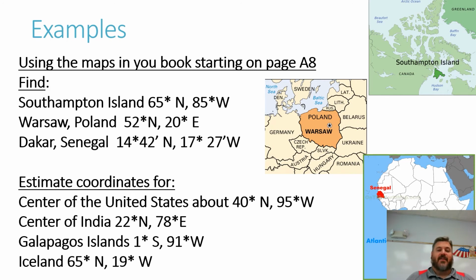The Galapagos Islands are 1 degree south, so it's almost right there on the equator, and 91 degrees west, which means it's west of South America. Kind of South Central America, but for the most part South America. And then Iceland, 65 degrees north and 19 west. Iceland and Southampton Island, if you're wondering about the climate of those two places, fall along the same line of latitude. So they're both relatively cold places.